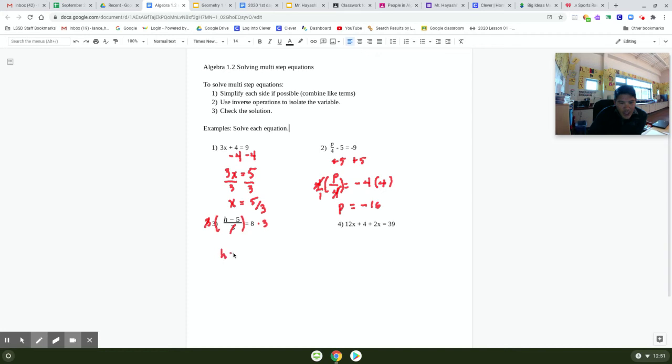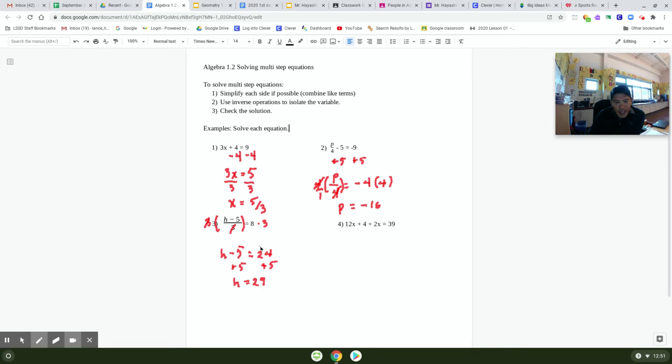Now we're left with h minus 5. That's over 1, but I really don't want to write it like that. It's going to be easier to solve if I just write it as h minus 5 is equal to, on the right side, 8 times 3, 24. And then to undo the minus 5, add 5 to each side. Adding 5 is the inverse operation of subtracting 5. So then the left side we have h is equal to the right side, 24 plus 5 is 29.